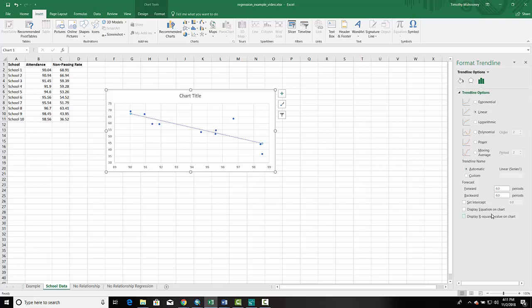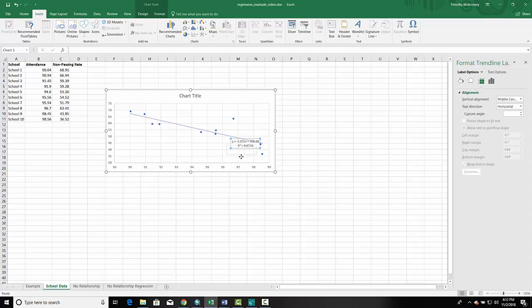Now over here in Excel, you might have to highlight this or open this up. I can set the intercept, which I don't want to do, but I can click on Display Equation on Chart and display R squared. So I can see these numbers over here, and this says y equals negative 2.651x plus 305. So negative 2.651 is the slope, and the y-intercept is 305.